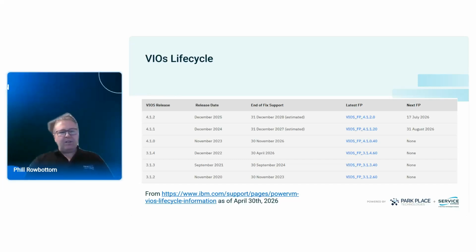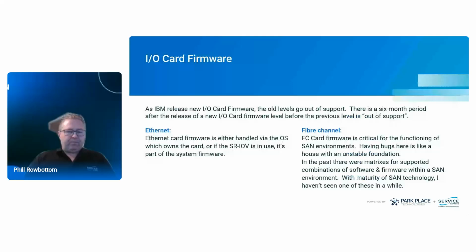So the next thing to look at along with our VIOS is IO card firmware. One thing tends to get caught out a bit. When IBM release a new level of IO card firmware, there's a 6-month grace period between when the new release comes out and when the old one is no longer supported. For Ethernet card firmware, that can be handled two ways.